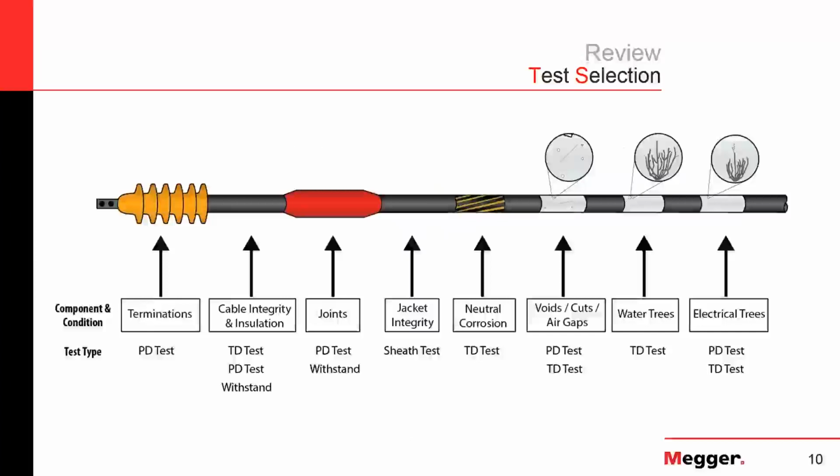that if we're looking for problems in the terminations, as on the left there, a partial discharge test is going to be the best choice of testing technology for that. But if we look closer to the right-hand side at the water trees, the tan delta test is going to be more effective at finding those. So we have to make sure that we try to pair the testing technology that we use to the type of issue that we're looking for. It's very important that we keep that in mind.